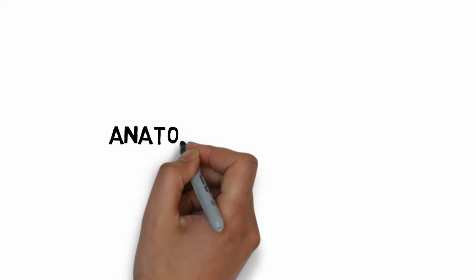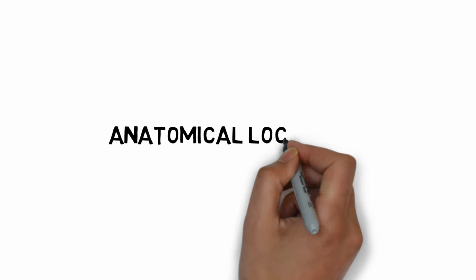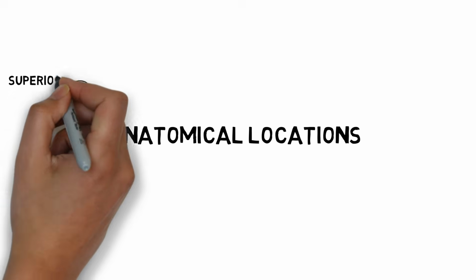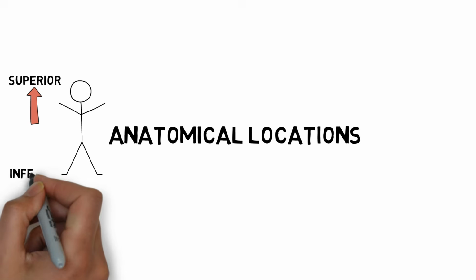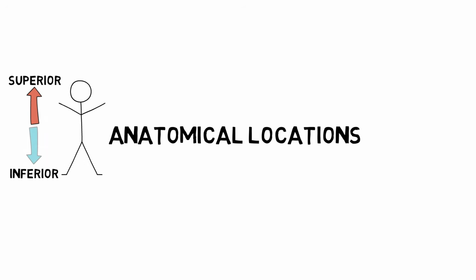Understanding human movement is essential to maximize rehabilitation and recovery programs. Anatomical locations refer to the different terms that describe specific locations or landmarks on the body. Superior refers to a position above a point of reference. Inferior refers to a position below a point of reference.